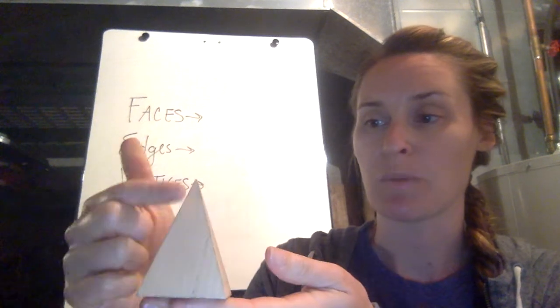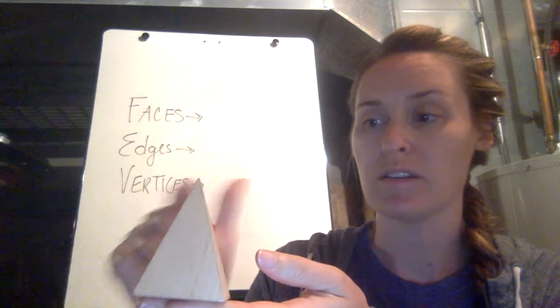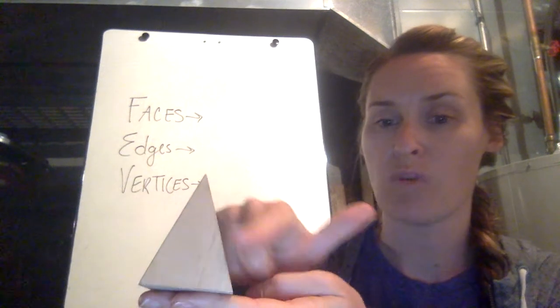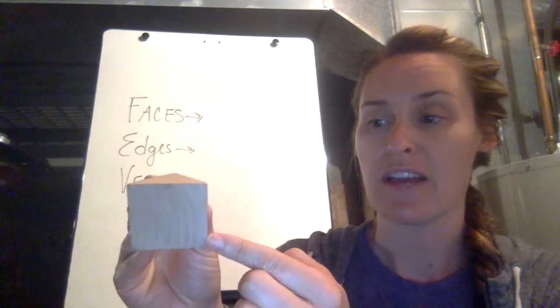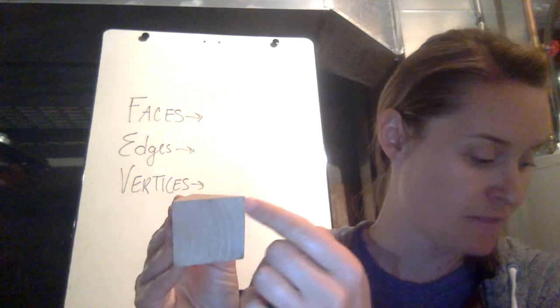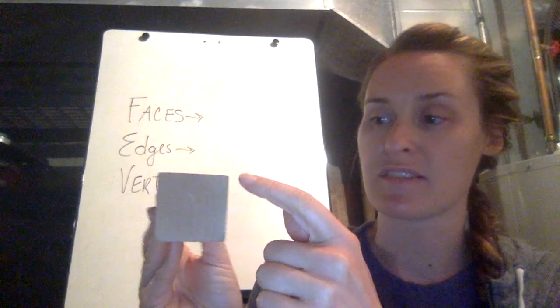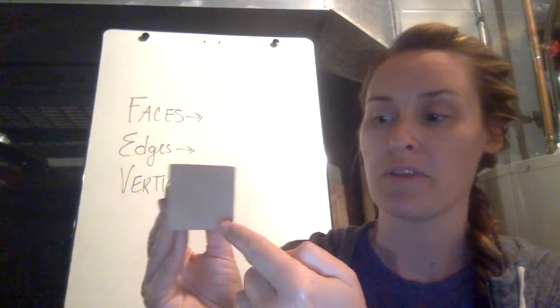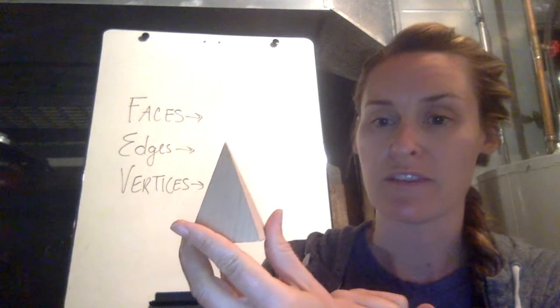And then my edges, remember, are these straight surfaces. So 1, 2, 3, 4, 5, 6, 7, 8. And then how many vertices? 1, 2, 3, 4, plus 1 on top makes 5.